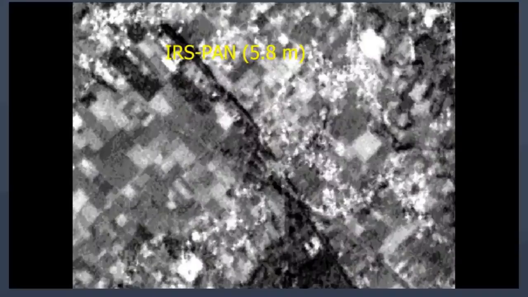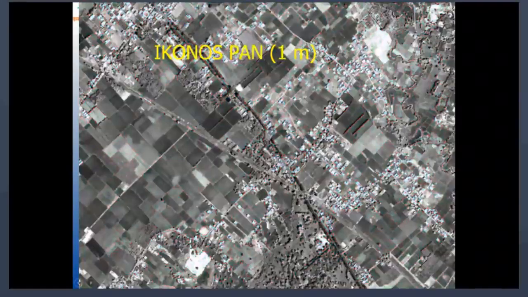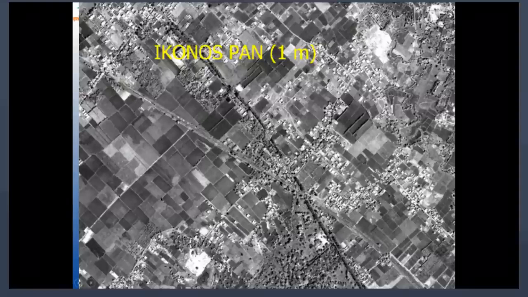5.8 meters, 4 meters. Now you can see that the details are coming up very nicely. There are several agricultural patches, and then you have trees, and you have roads also. All this information is coming up. Even the kacha roads appear very clearly at this resolution. If you go further down to a 1 meter pixel size, you'll have even more enhanced spatial features coming up.